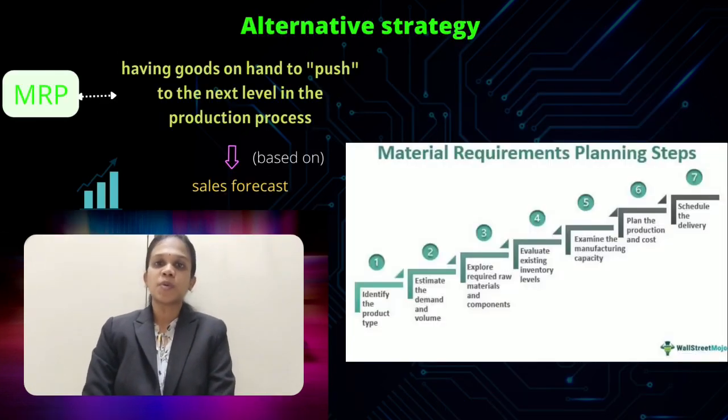I would like to propose another strategy for computer manufacturing, which is MRP or Material Requirement Planning. In contrast to just-in-time, MRP is a push system of inventory. The concept of push in inventory involves having goods on hand to push to the next level in the production process based upon forecast of sales.